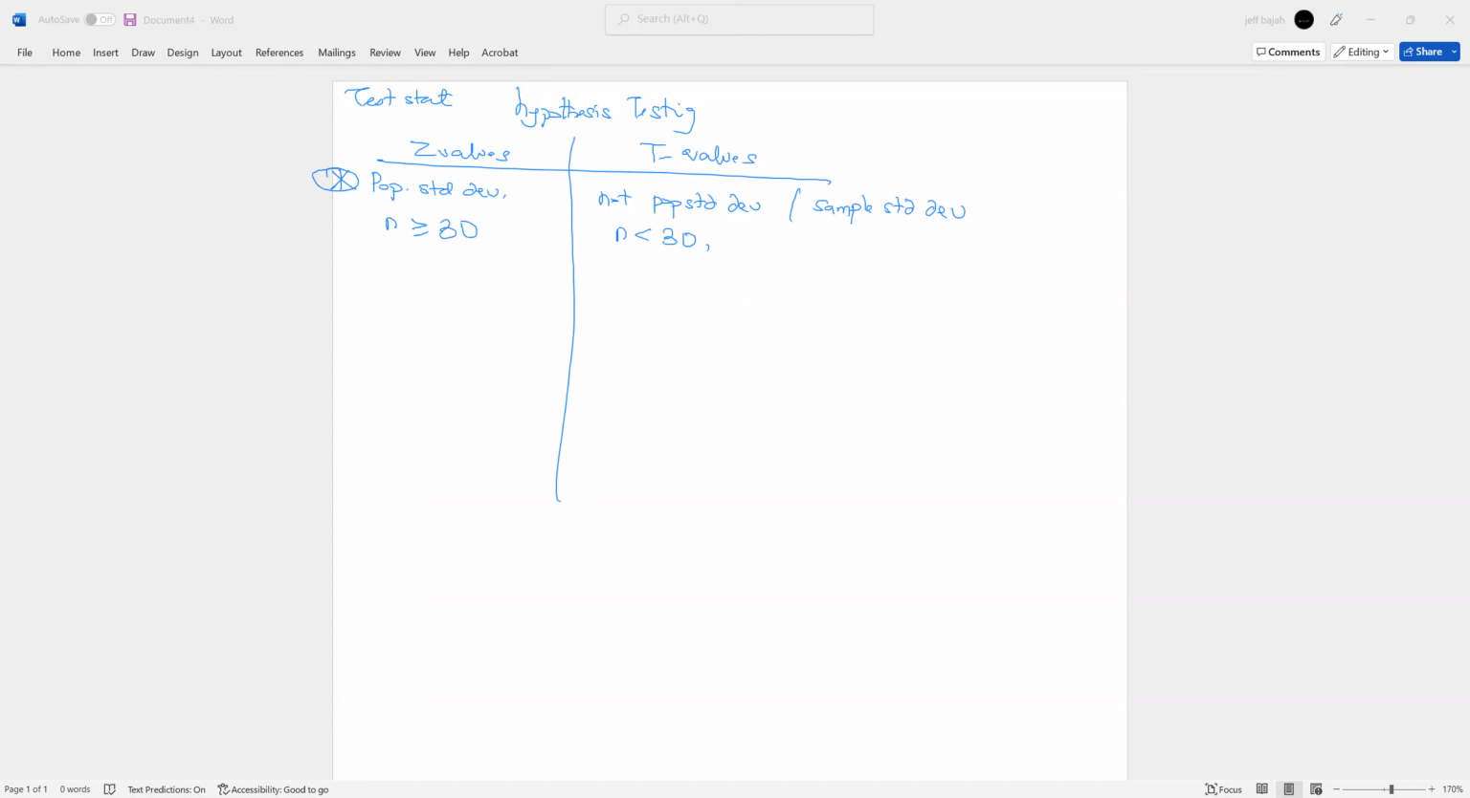And so in the first video, we're going to solve questions involving Z values where we have population standard deviation given and where the sample size is 30 or more. And then the next video we're going to do T values where you're given a sample standard deviation, or you're not given a standard deviation at all, which you have to find yourself, and where the sample size is less than 30.